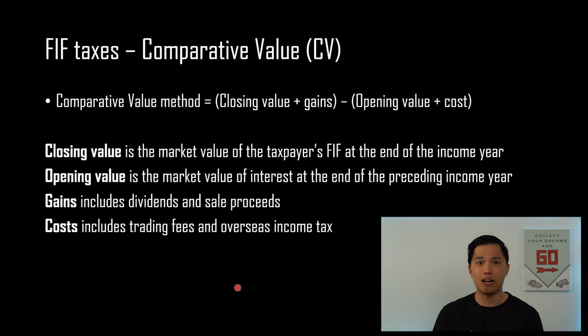The second method that I'll be talking about is the comparative value, so the CV method. Now the CV method is calculated as taking the closing value plus gains minus the opening value plus cost. All right, so I have the definitions over here, so I won't bore you. You can pause this page to digest the information.